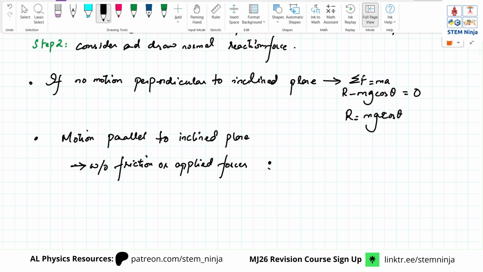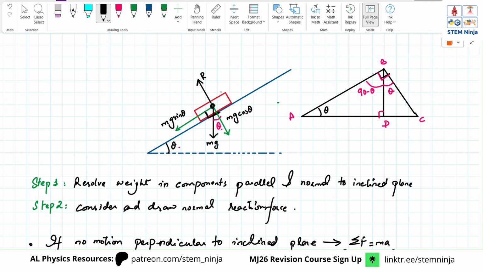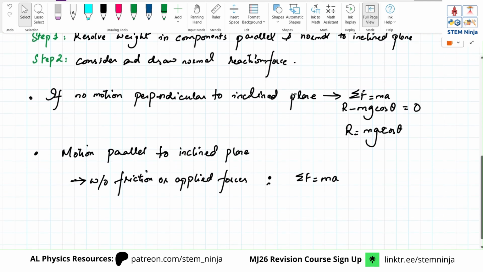So in that case, you have the sum of forces equal to MA. Now there's only one force in this direction. And for the time being, for this case, you can say that this is the direction of positive displacement. Usually we will take the positive direction to be upwards, but for the time being, you can say it this way, just to understand what is actually going on.